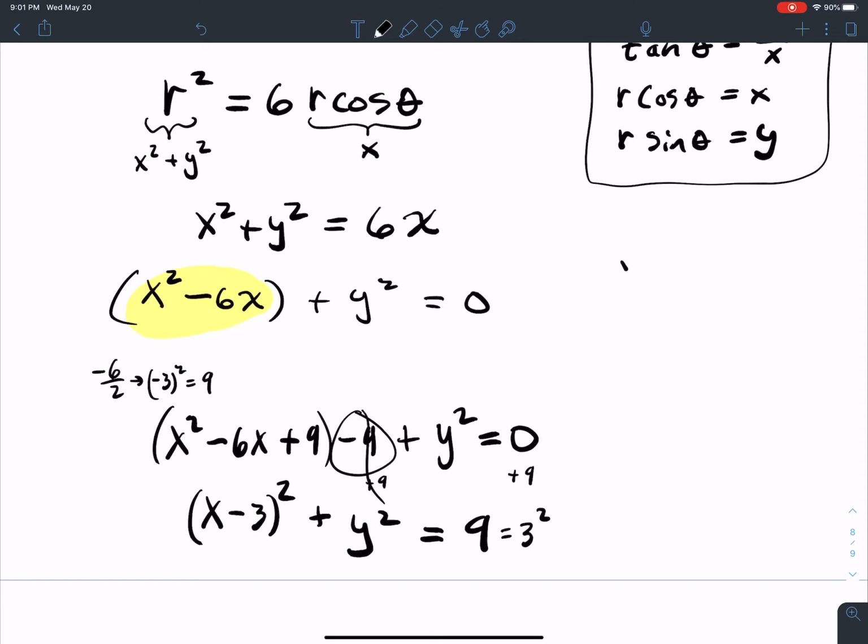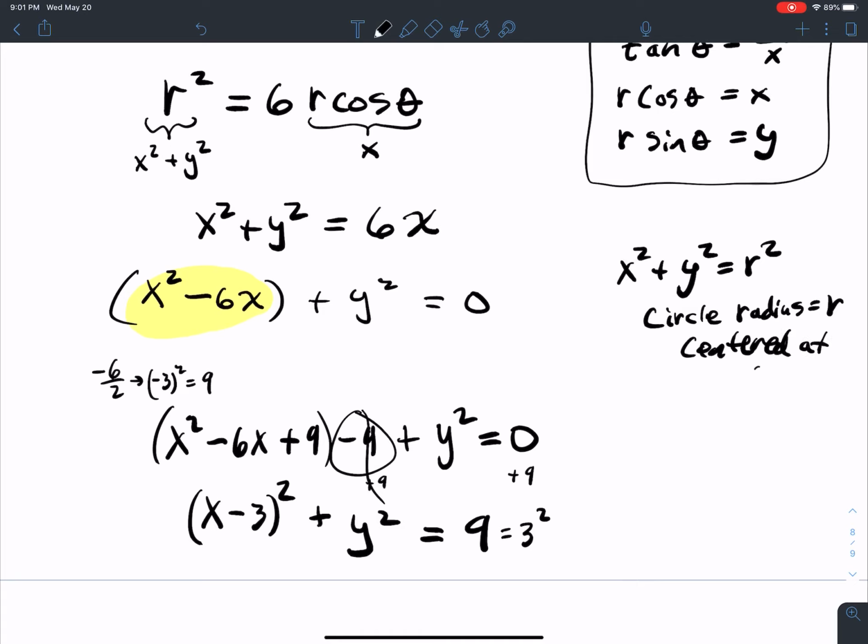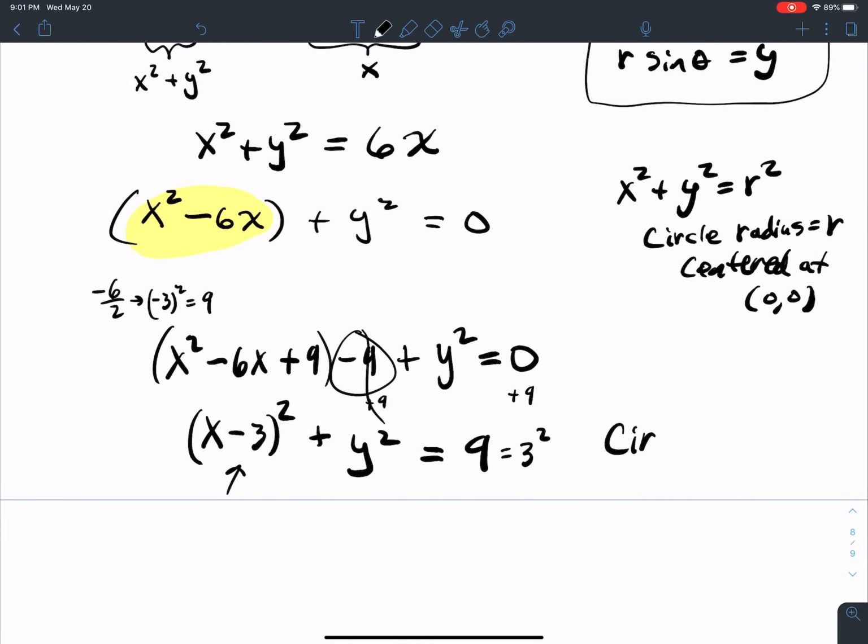So you've got this form x squared plus y squared equals r squared, which is a circle of radius r centered at 0, 0. So this right here is a circle of radius 3. It's not just x, it's x minus 3, so that shifts me to the right 3. So 3 comma 0 is the center. This is the circle in standard form.